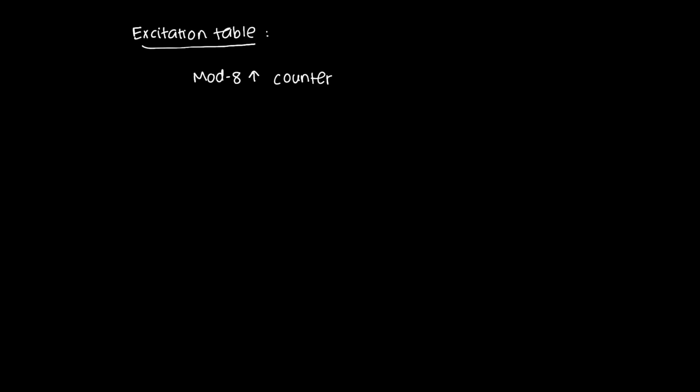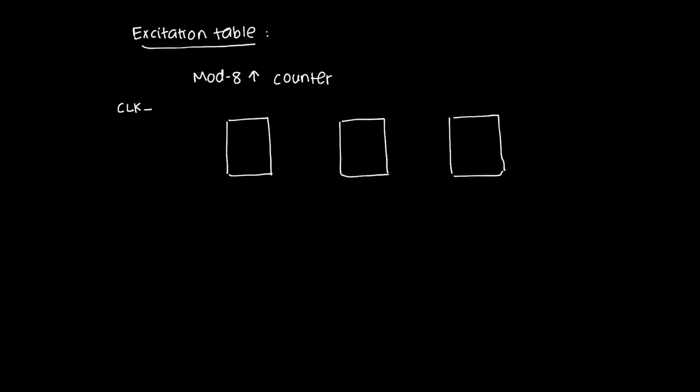So that is going to produce something that looks like this. I'm going to have 3 flip-flops. Go through the trouble of doing the whole excitation table because there is a trick to doing a mod 8 up counter using JK flip-flops. But you can certainly, if you're not comfortable, go through doing that as well.